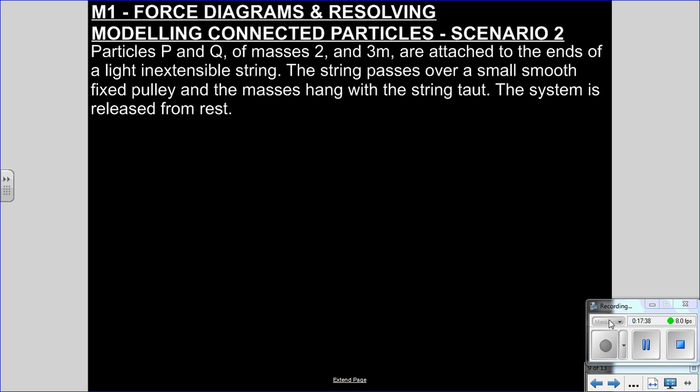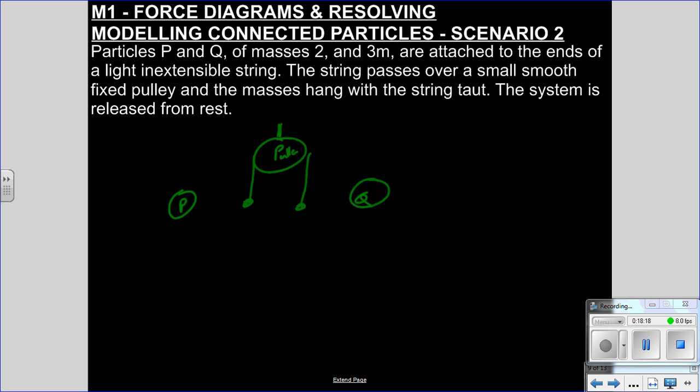Okay. Final one then, of connected particles for now. Particles P and Q of mass 2m and 3m are attached to the ends of a light inextensible string. The string passes over a small smooth pulley, and this is a fixed pulley, right? So you could put that like that. Particle P is here, and there's Q. And this is the pulley.